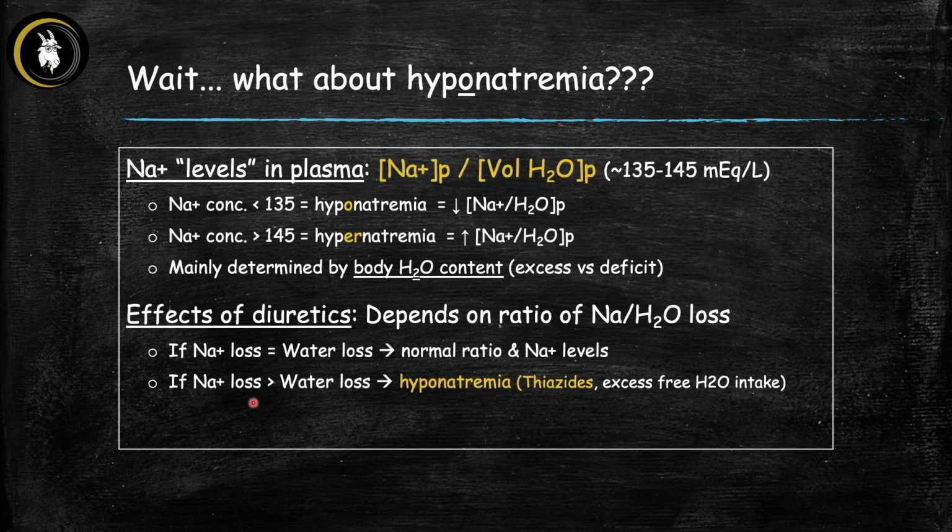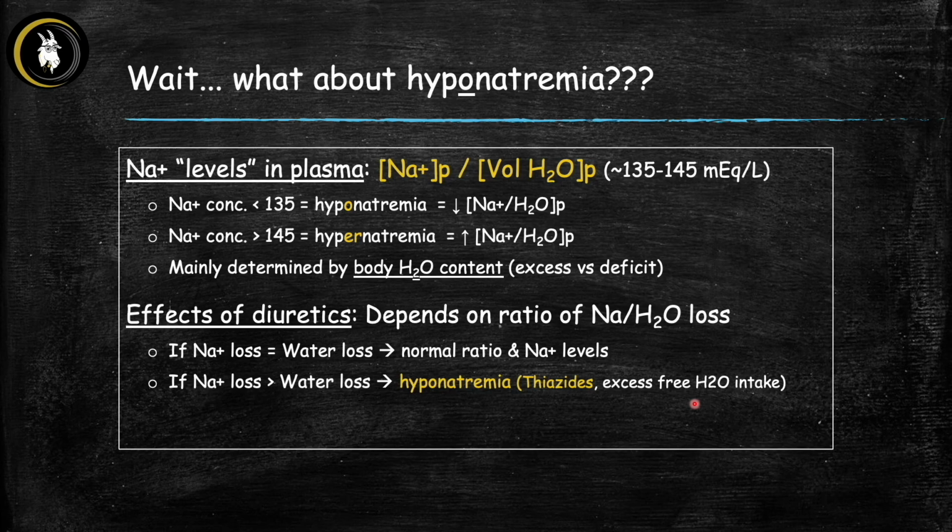On the other hand, if the diuretic causes more sodium loss than water loss, then we're going to have a decrease in our ratio and therefore hyponatremia. The most common culprit of these are the thiazide diuretics. The other condition where you normally see this hyponatremia with taking diuretics is if someone is also drinking a lot of free water. So they're taking diuretics and they're losing sodium and water. On the other end, they're just drinking excess free water. This is going to dilute their plasma and lead to hyponatremia.